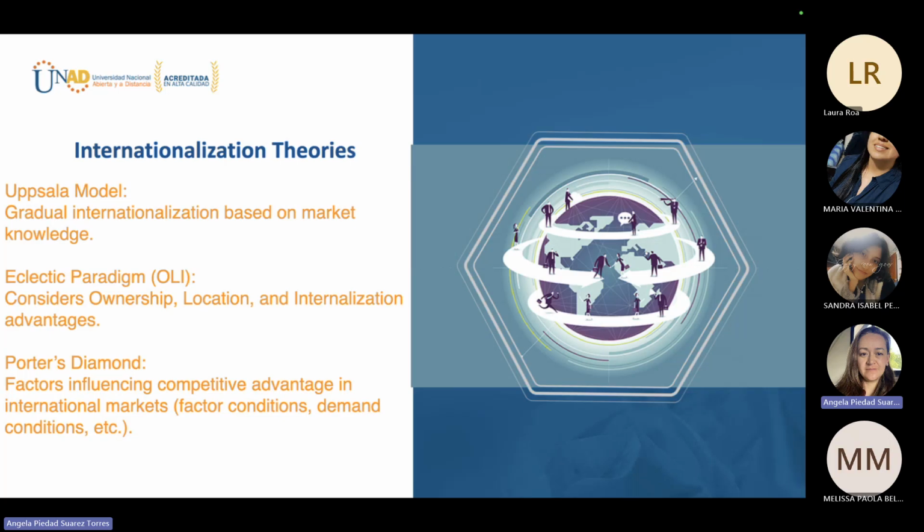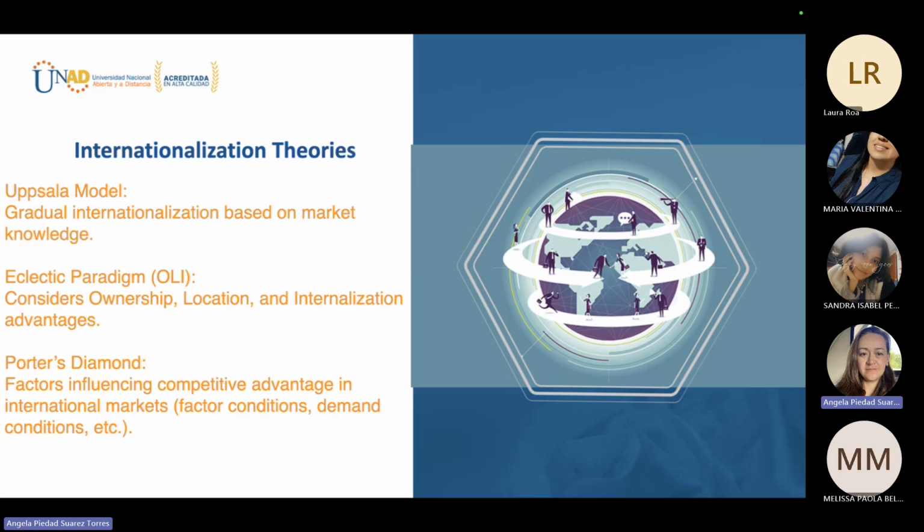The physical distance refers to the concept of perceived difference between the home country and the target country. But this distance can be cultural, economic, legal, and even physical. Firms are more likely to enter markets that are similar to their home markets due to lower perceived risks. Of course, a neighbor is more familiar to us than a country on the other side of the world.